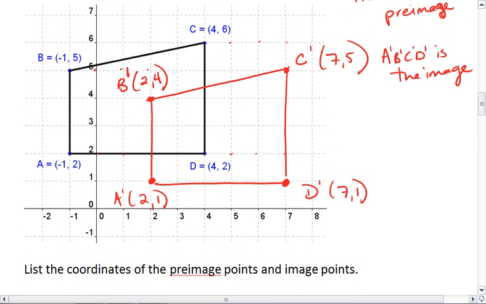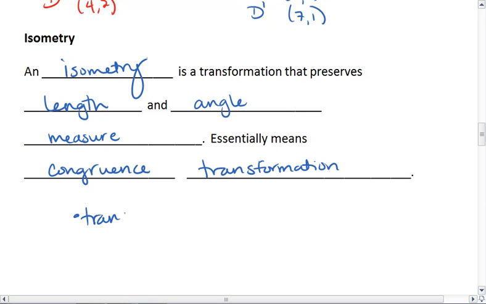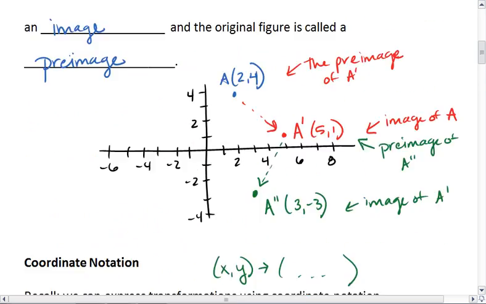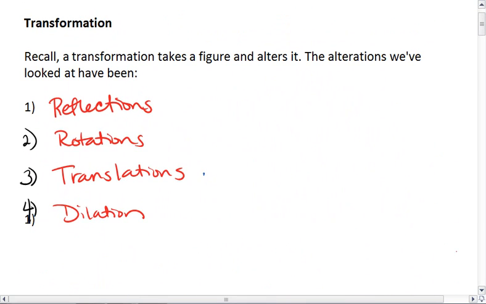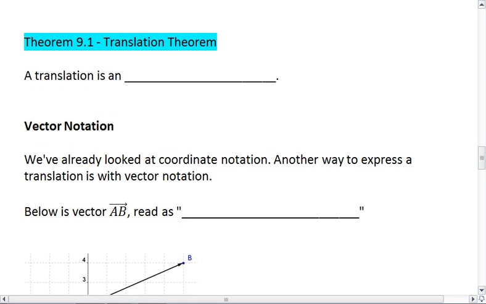Looking above, we see that the red and the black are actually congruent shapes. And in fact, all translations are isometries. Looking at our list above, here we go. Translations are isometries. So are reflections and rotations. In fact, the only one that's not is a dilation. Which brings us to our first new theorem, Theorem 9.1, which says a translation is an isometry.